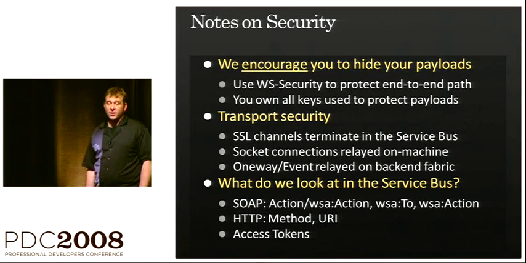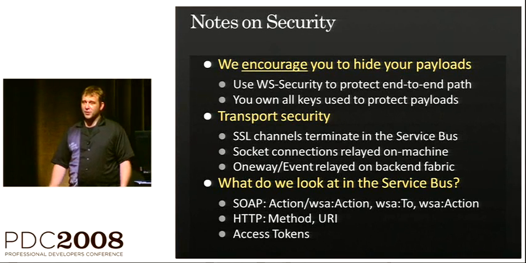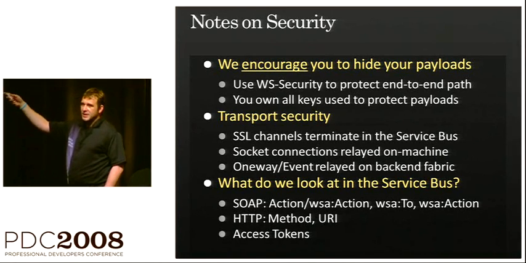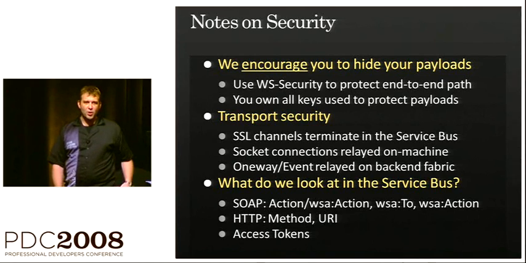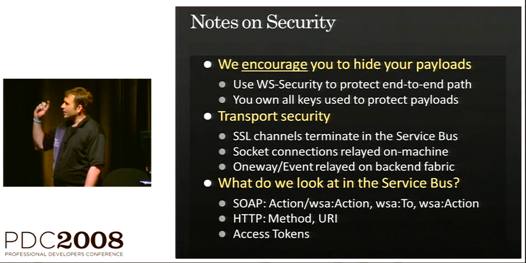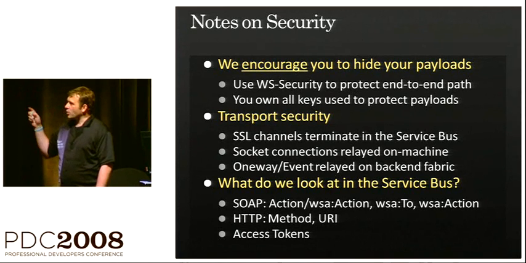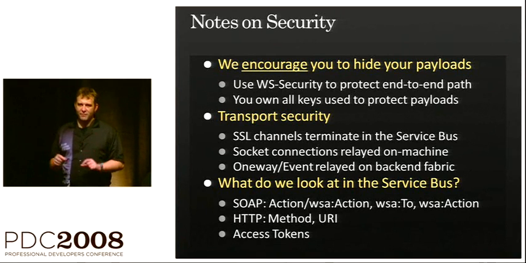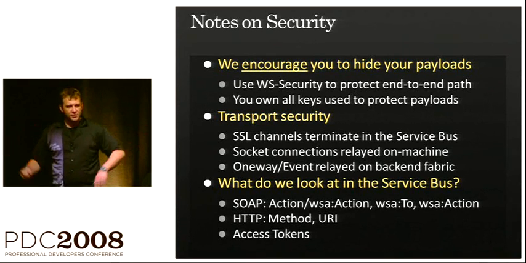But if you use WS-Security, you're perfectly clear. You can prove to yourself that we can't look at them. The socket connections, if you use this SSL relay mode, are relayed on the machine in a tight loop of 2 threads, and your bits are not getting out of that loop of 2 threads. The one-way fabric, where one-way messages might travel in the clear, is completely isolated from the internet.